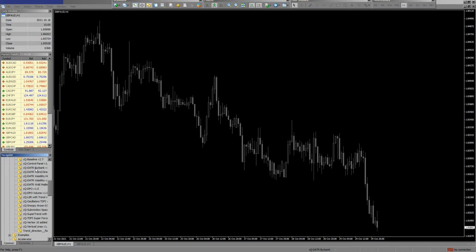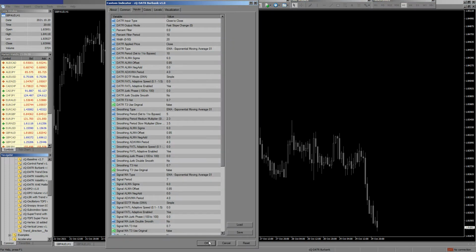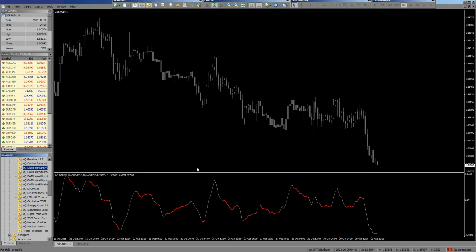This video is about the cQ-DATR Burbank indicator. This is a confirmation / volume filter indicator. It has a number of modes. This first one is what I call the fast slope mode.